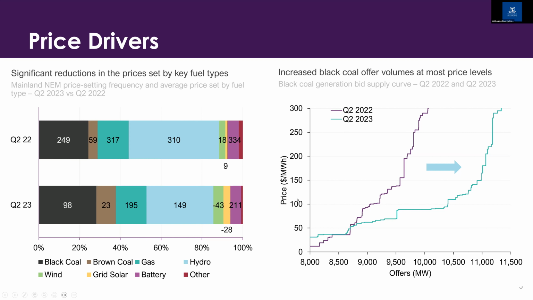If we take, say, a $100 price band, last year there was around 9,200 megawatts available for that price or less. And this year, for the same price, $100 a megawatt hour, there was 10,200 something megawatts available for that same price. So significantly lower prices offered into the market from black coal generators.